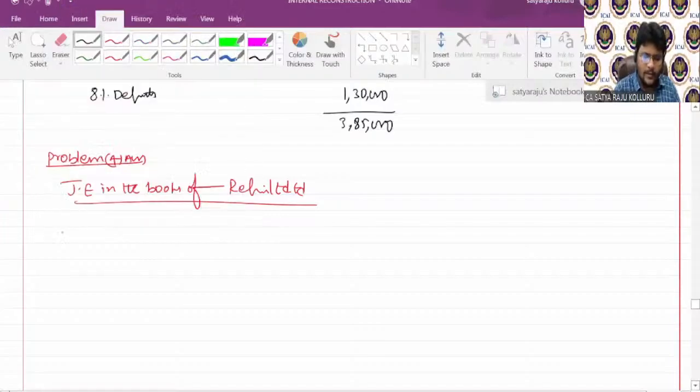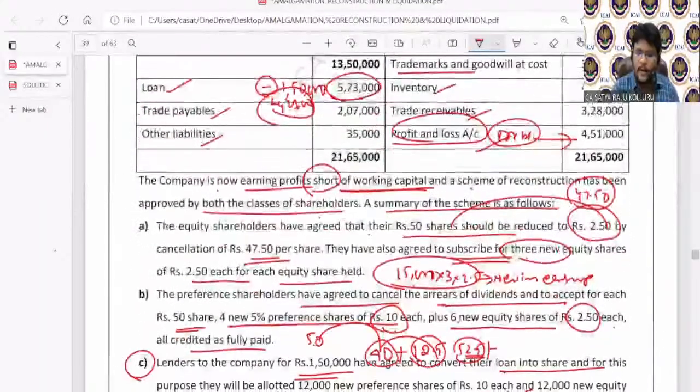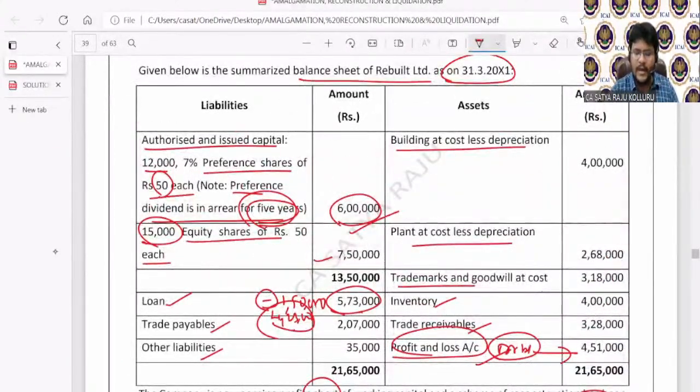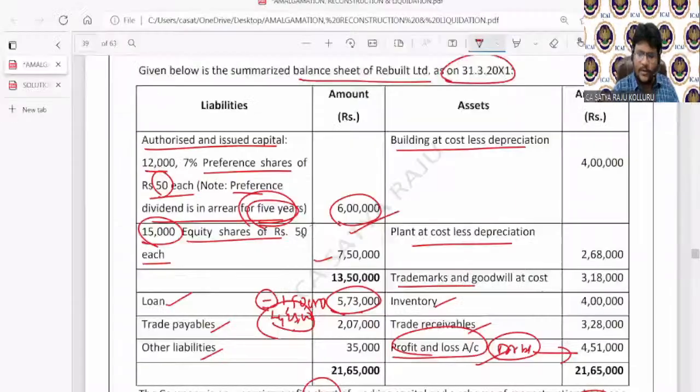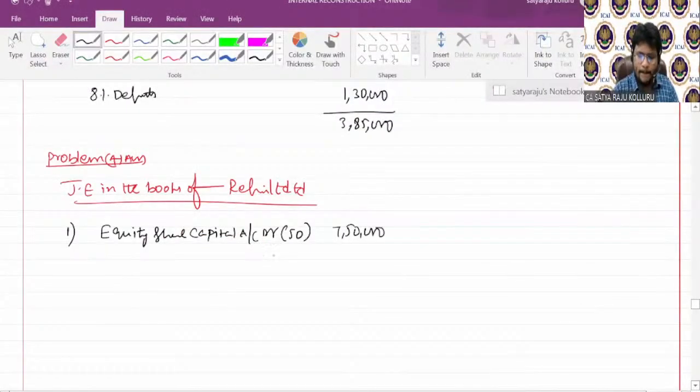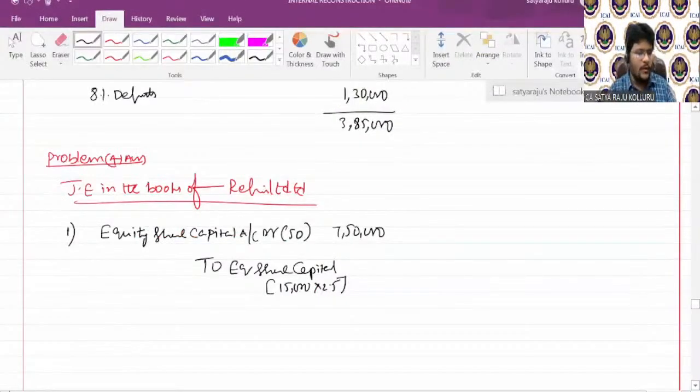Now all of you, let us concentrate on journal entries one by one. First, related to point number A, equity shareholders agreed to reduce each and every equity share to 2.50 per share, right? So the existing equity share capital is 7,50,000. So you can cancel the entire face value first. Equity share capital, because we should presume that there is reduction of paid up value as well as face value. So equity share capital account debit, which is 50 rupees each, how much is the amount? 7,50,000. To equity share capital. Now the total number of shares is 15,000. Each share is converted into 2.5. Am I right? Now 15,000 into 2.5, how much?